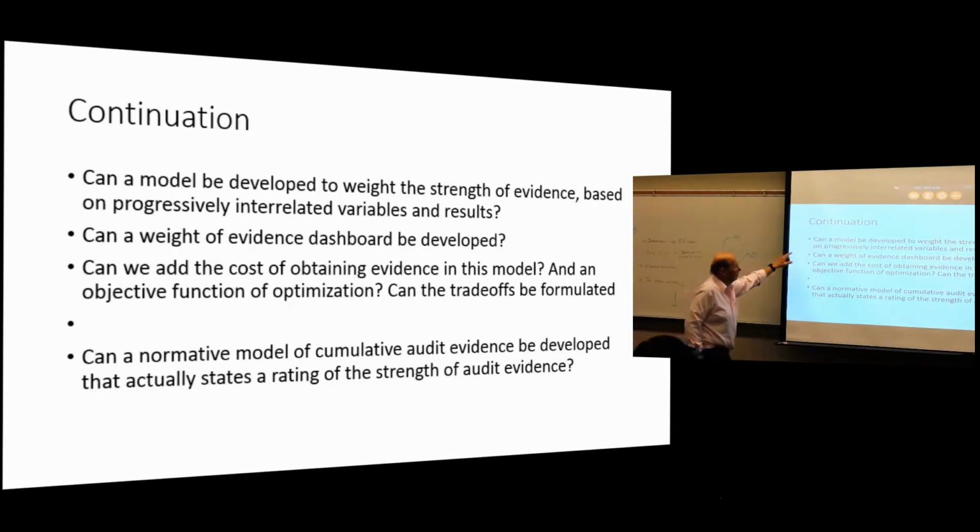Can a model be developed to weight the strength of evidence based on progressive interrelated variable results? I didn't formulate that, what I just described, but it's actually a network model. So can a weight of evidence dashboard be developed? That's for you guys or anyone. Can we add the cost of obtaining evidence to it? This is also a very interesting analytical thing: creating an optimization model of the cost of evidence. Can it be optimized? Can a normative model of cumulative order be developed that states a rating of the strength of evidence?